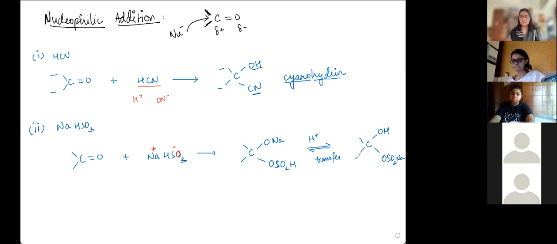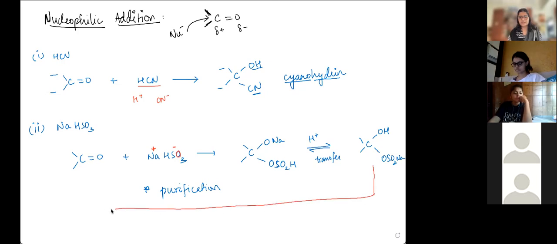So this again, like we discussed, the significance of this reaction is that it is used in the purification of aldehydes and ketones. Yes, ma'am. So purification, because when you treat this with a mineral acid.